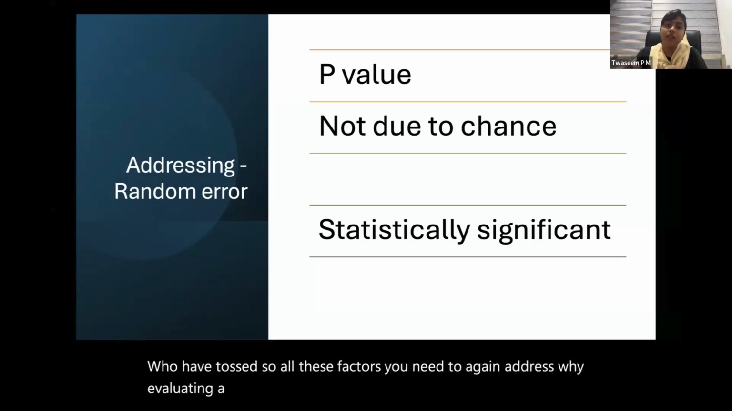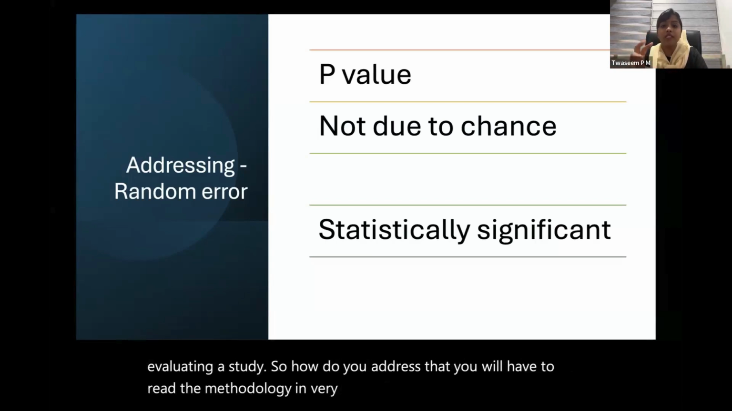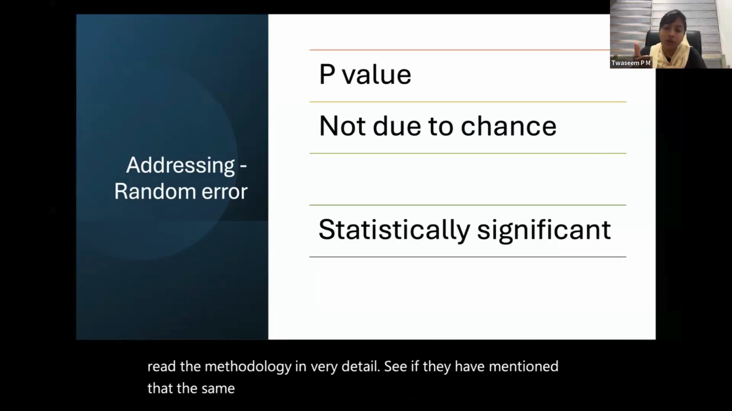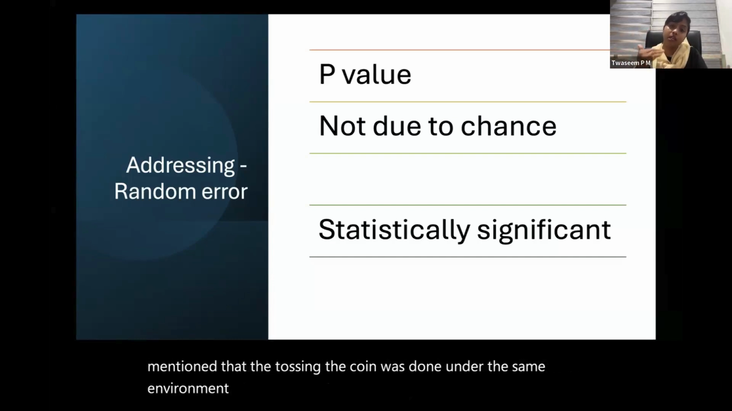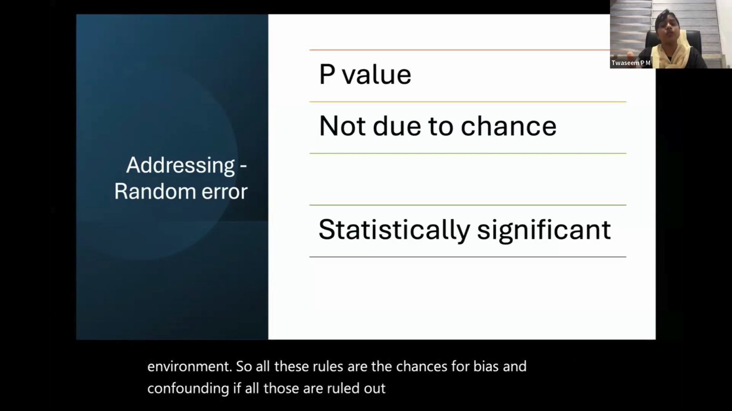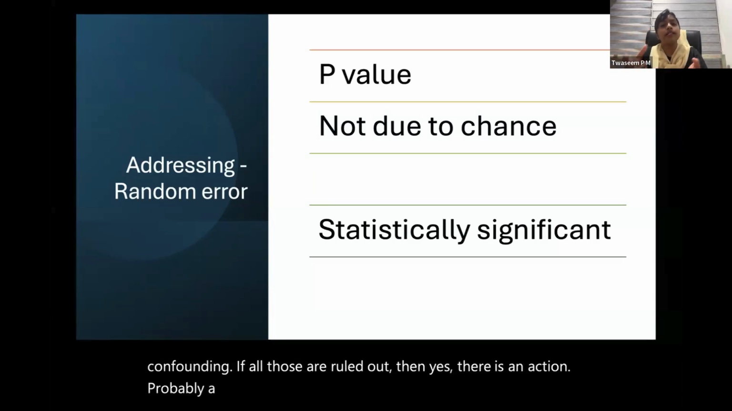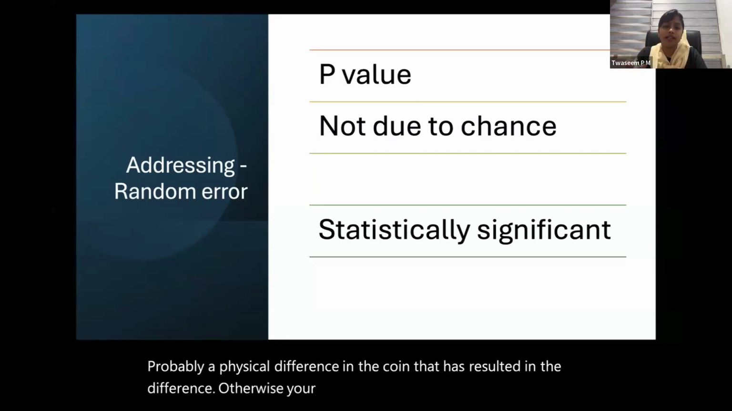So how do you address that? You will have to read the methodology in very detail. See if they have mentioned that the same observer has tossed the coin. See if they've mentioned that the tossing of the coin was done under the same environment. So all these rule out the chances for bias and confounding. If all those are ruled out, then yes, there is probably a physical difference in the coin that has resulted in the difference. Otherwise, your result is actually not valid.